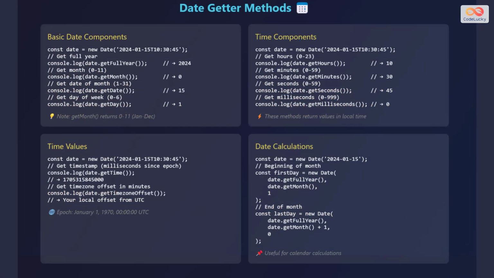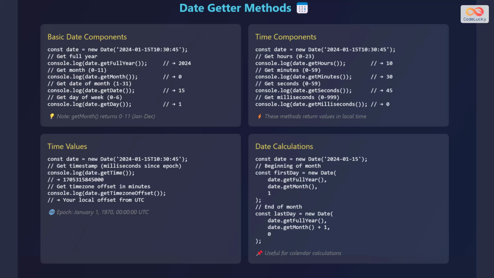Now let us explore the getter methods for date objects. These methods are used to extract specific components of a date. The first section focuses on retrieving basic date components. The getFullYear method fetches the full year, for example 2024. The getMonth method returns the month, but note that this is a 0-based index, meaning that January is 0, February is 1, and so on till December, which is 11.